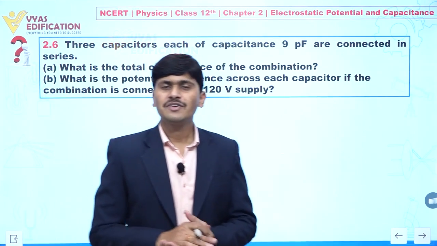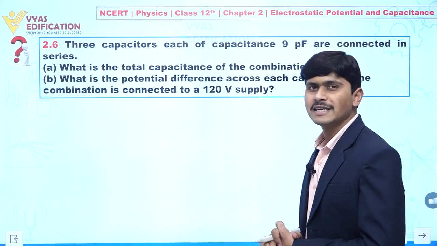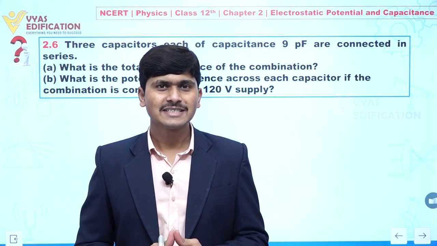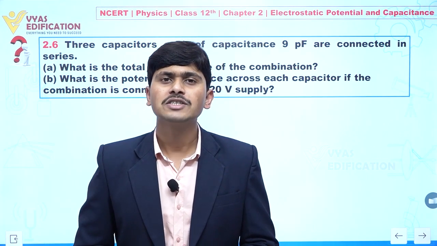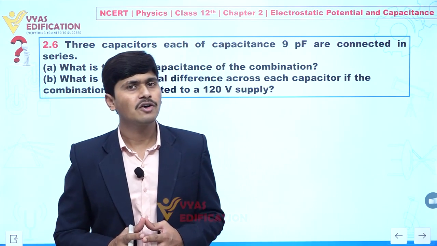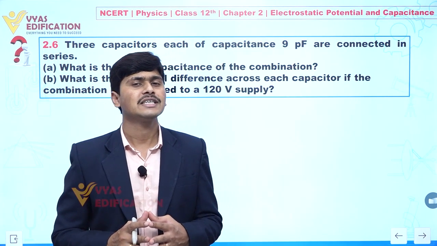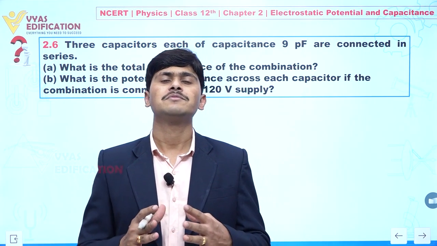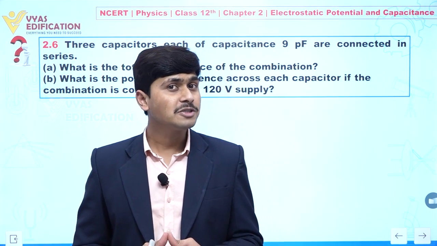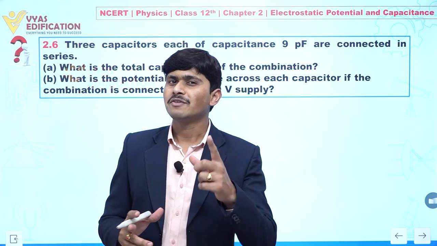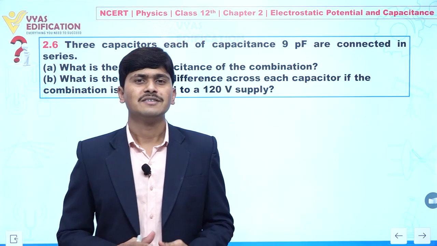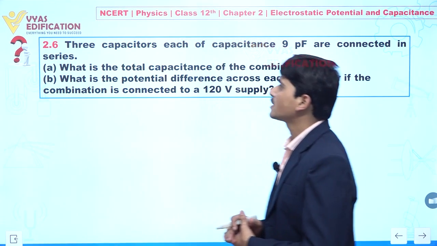Clear to everyone? Now, dear students, we are going to discuss question number 2.6, in which we will discuss the combination of capacitors. We have two types of combination, series and parallel. In series combination, the charge on each capacitor remains the same, but the voltage is divided, so V becomes V1 plus V2 plus V3. In parallel combination, the potential difference across each capacitor remains the same, but the charge is divided: Q equals Q1 plus Q2 plus Q3.